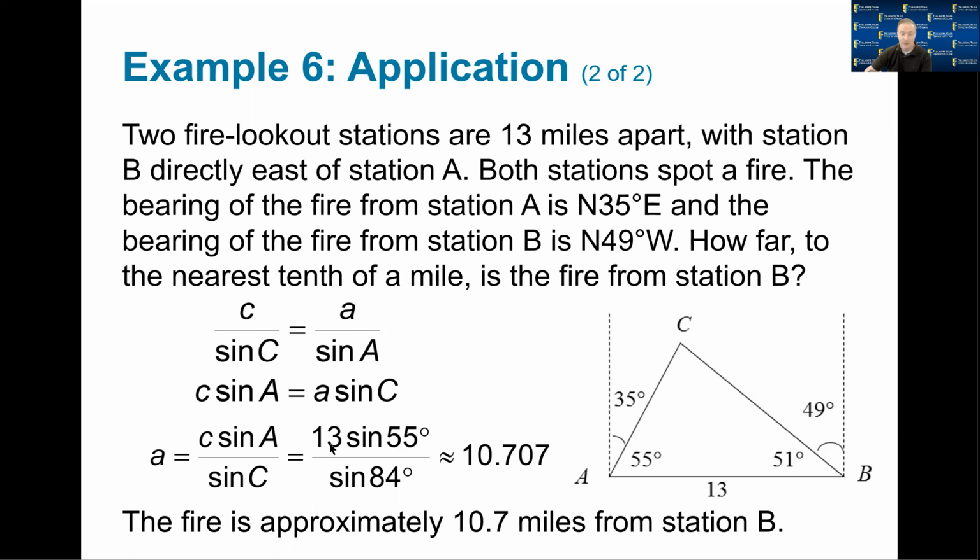Now, plugging in your information, you have 13 times the sine of 55. You're going to be dividing that by the sine of 84. And then we would get approximately 10.707, which your book is always going to want rounded to the nearest tenth, and same thing with my lab. So you'll get approximately 10.7 miles is the distance the fire is from station B. Of course, we could do the same thing to find the distance from station A, and it would be a very similar process.